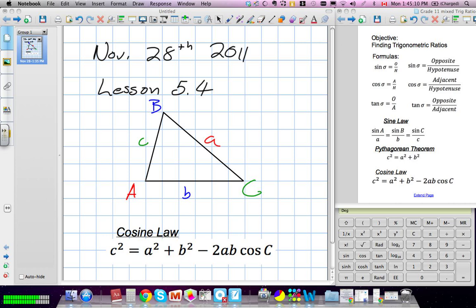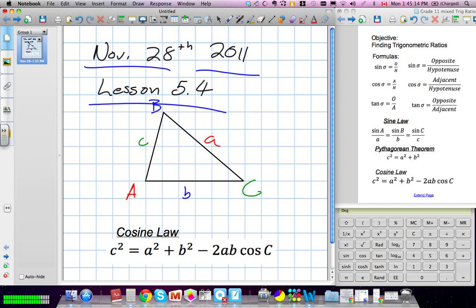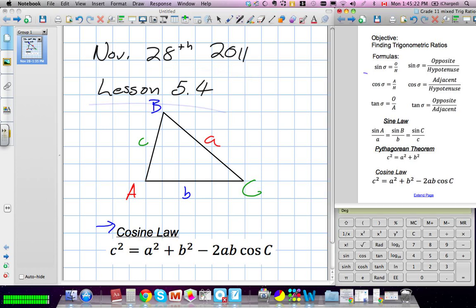Okay, so today is November 28th, 2011. We're doing lesson 5.4. We're going to learn about cosine law today. Okay, so after today, you guys will have all the primary trig ratios in order to solve everything in this chapter. Okay, so this is our new formula today.